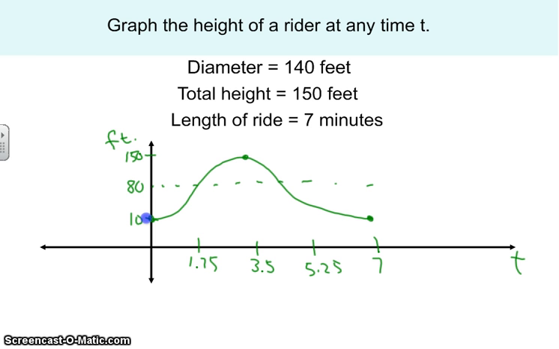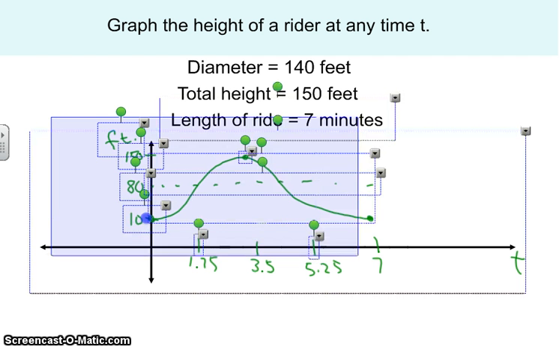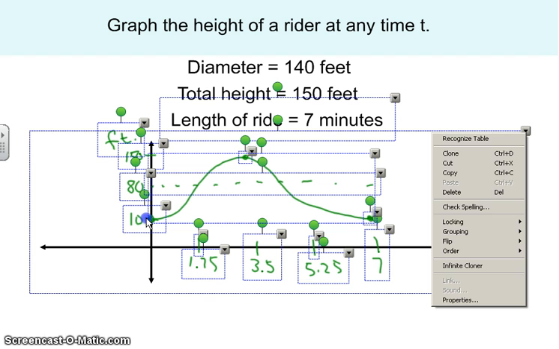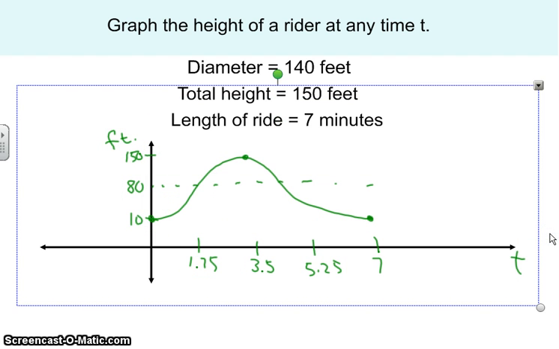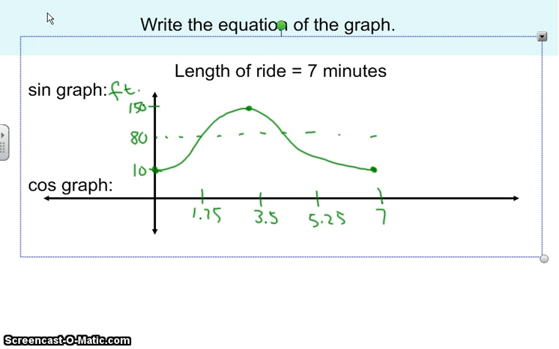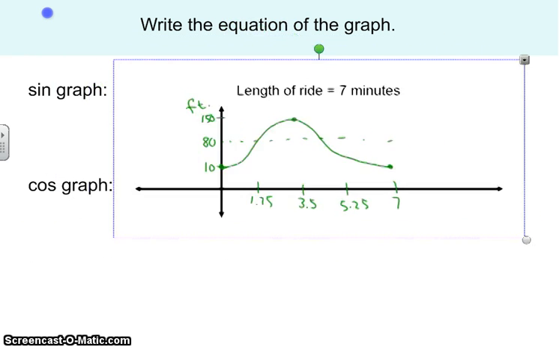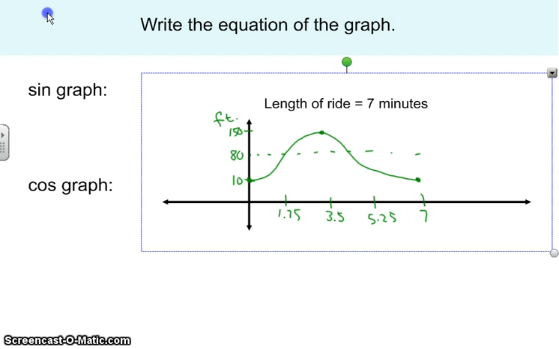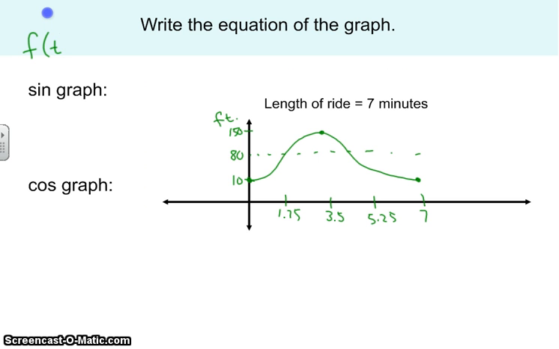Now the next step is to write the equation of my curve. I'm going to do that on the next page, so I'm going to copy this over. I'm going to first write it as a sine graph. And I like to have the visual of my graph available as I do it. Now, to do this, I'm going to write some kind of function. A function of time is going to equal a times sine of b times x plus c, plus d.